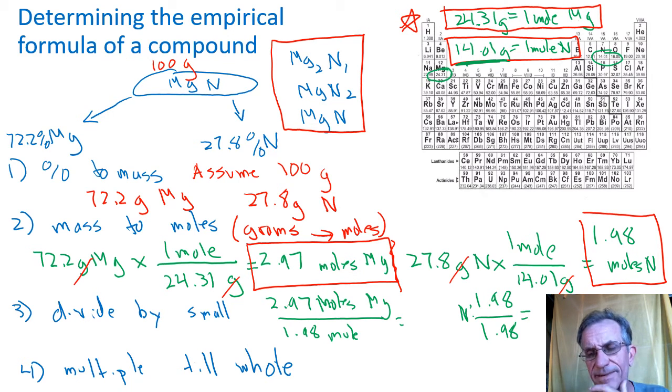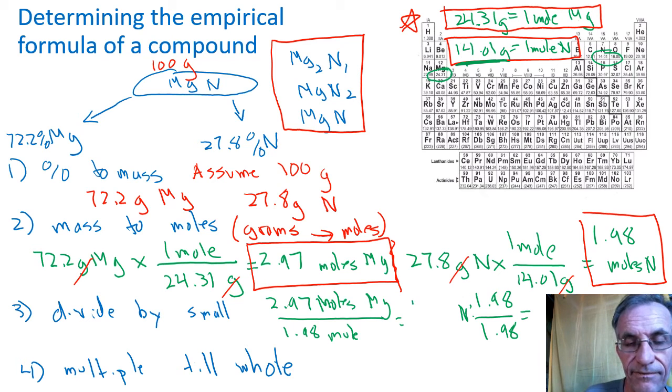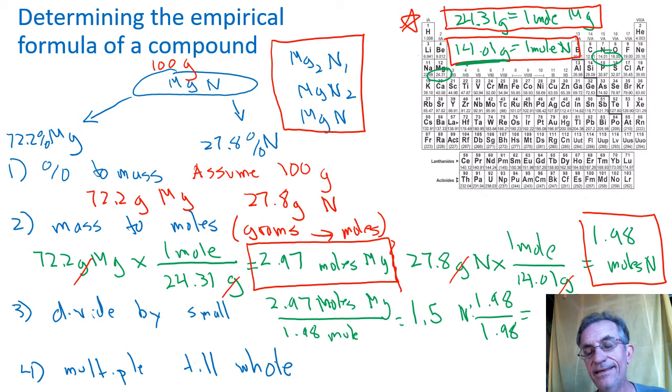So actually, maybe just to make sure you're following along here and it's making sense, let's go ahead and divide it. When you divide 1.97 by 1.98, what do you get? You should be getting 1.5. And then for nitrogen, wait a minute, that one I can even do in my head. 1.98 divided by 1.98, I get 1.